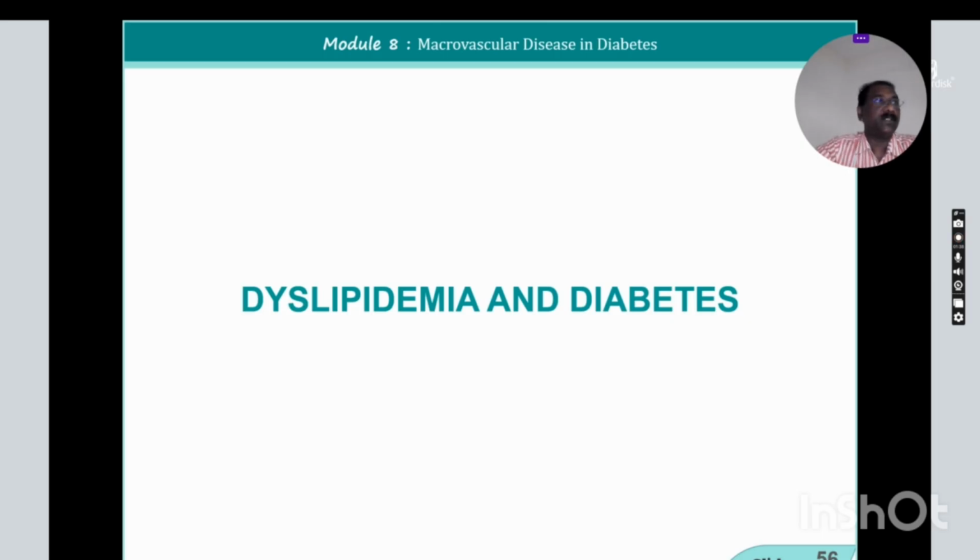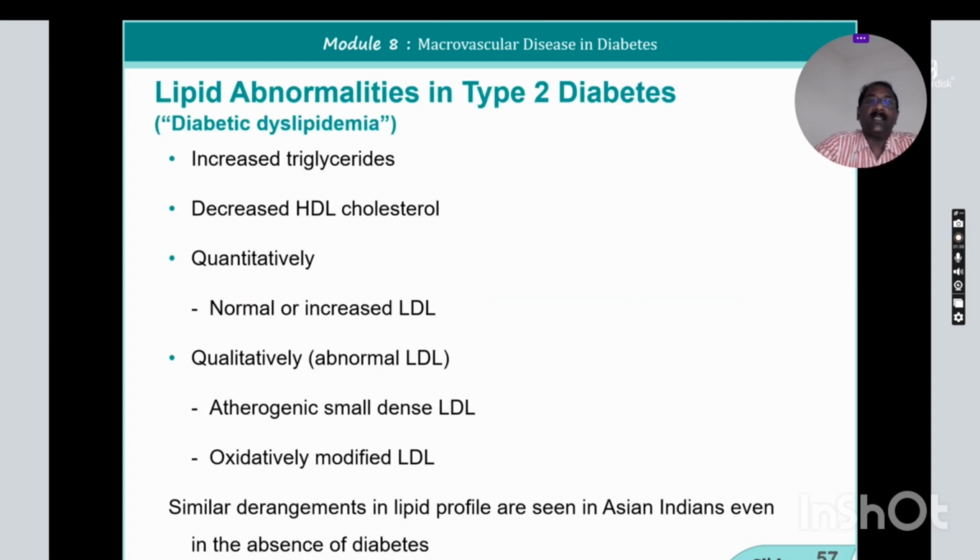So that finishes our CVA. Now move on to diabetes and dyslipidemia. Diabetes and dyslipidemia is a very big subject, and I will make it as short as possible in the next few minutes. See, the lipid abnormalities in type 2 diabetes are called diabetic dyslipidemia. So one term is diabetic dyslipidemia.